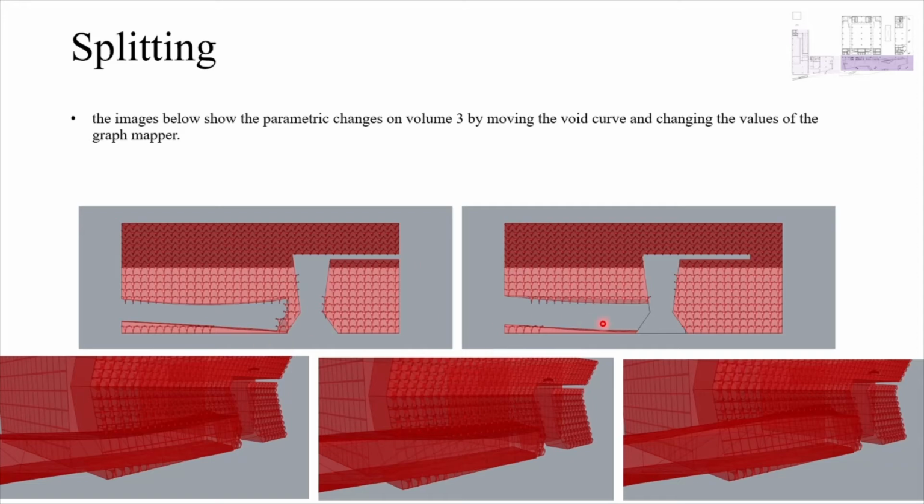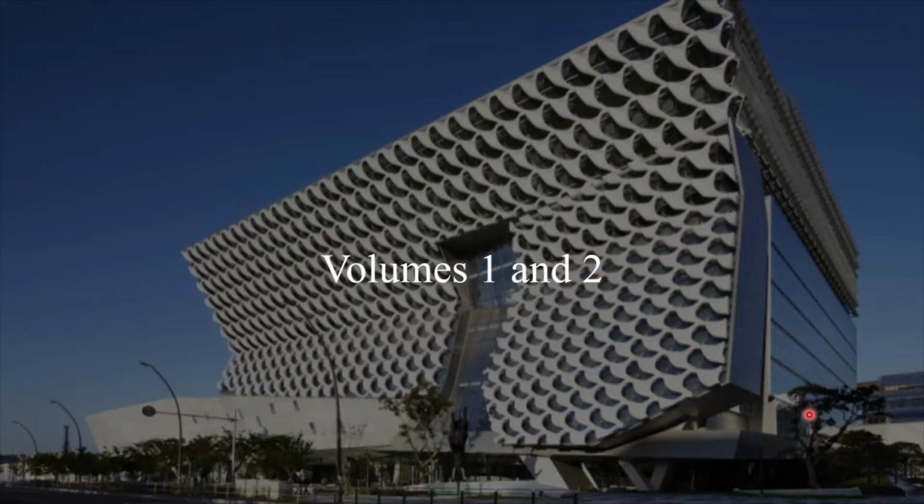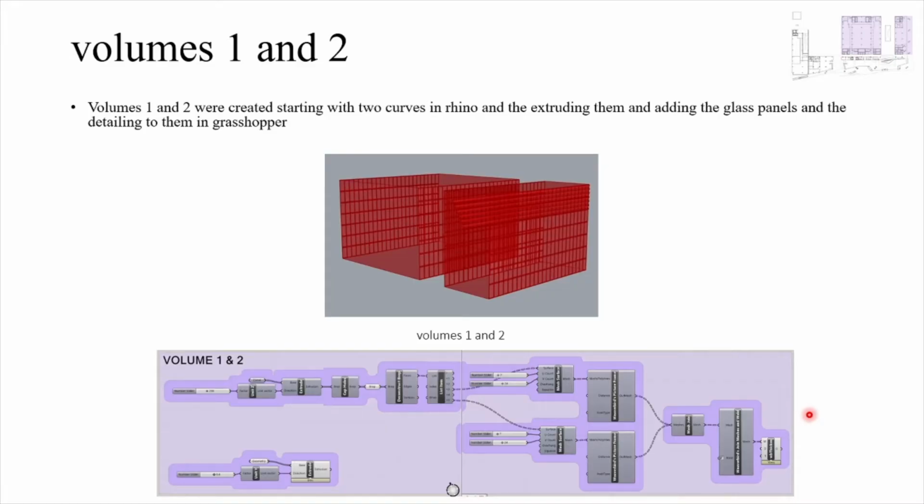These images show the parametric changes on volume 3 by moving the void curve, as you can see here, and by changing the values of Graph Mapper, as you can see here. Moving on to volumes 1 and 2.